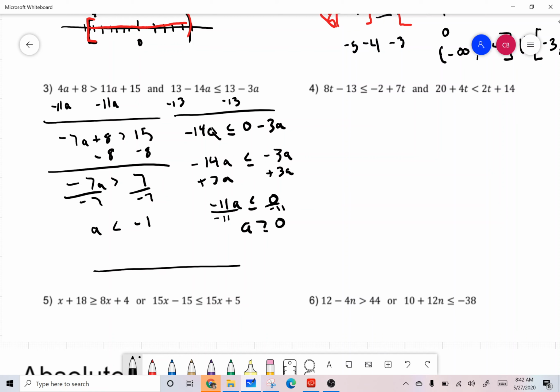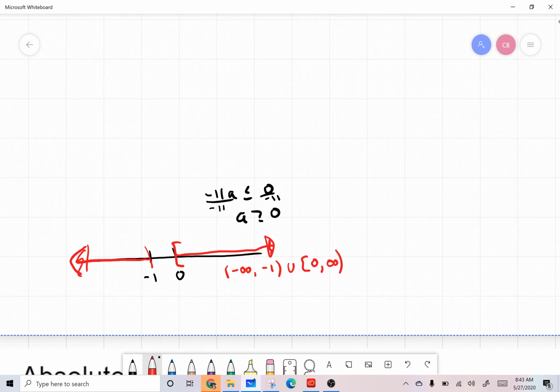And then we have the following. We draw our graph. We have 0 here. We have negative 1 here. Less than negative 1 would be this. Greater than or equal to 0 would be this. And so we have negative infinity to negative 1 union with 0 to infinity. Okay, and so that's taken care of.